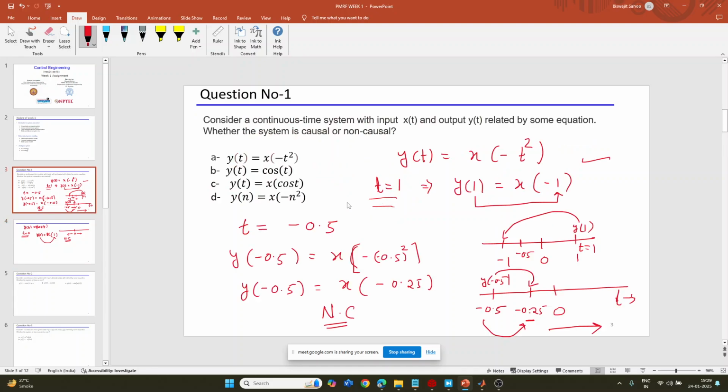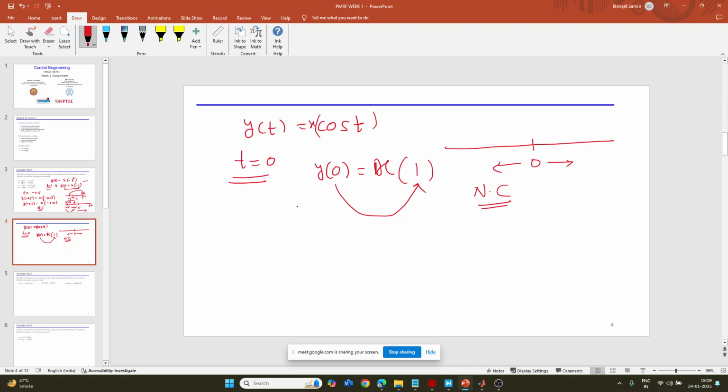The third question is y of n equal to x of minus n square. Y of n equal to x of minus n square. Tell me. Now I think you are able to answer it.